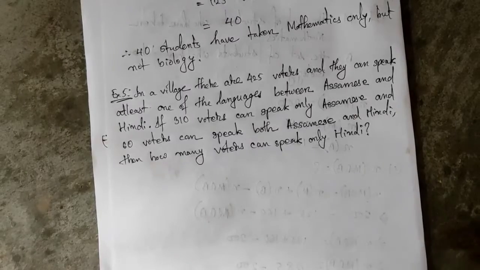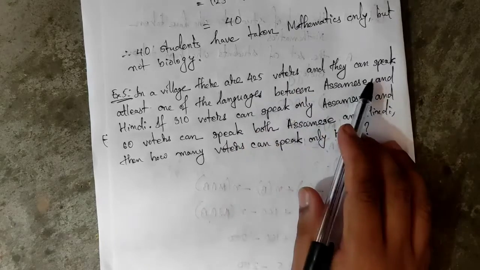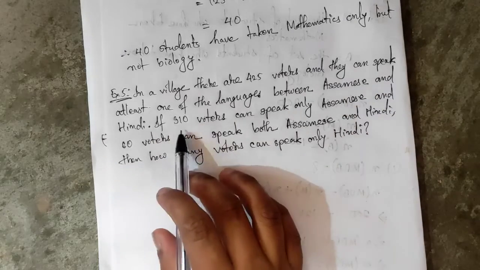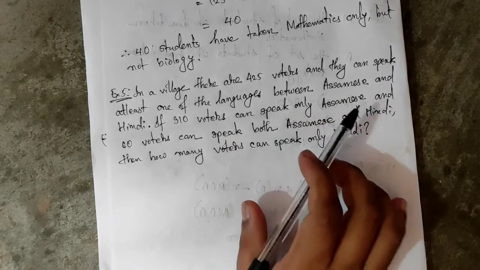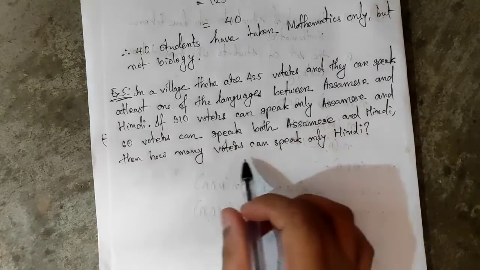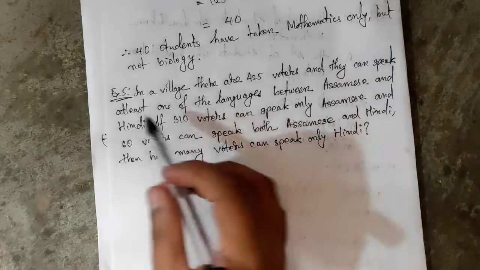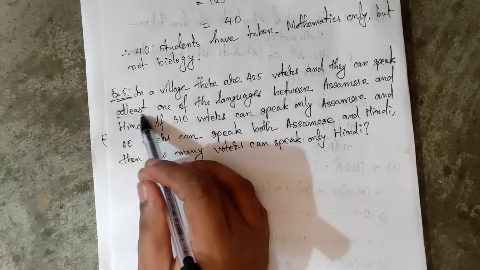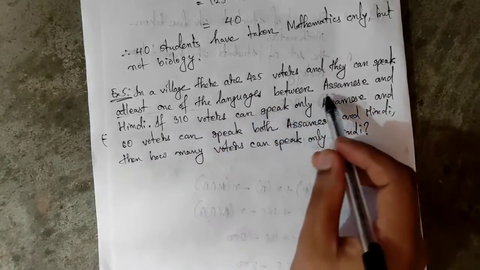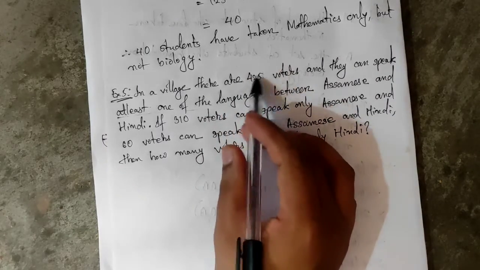Okay, so the next problem: in a village there are 425 voters and they can speak at least one of the languages between Assamese and Hindi. If 310 voters can speak only Assamese and 60 voters can speak both Assamese and Hindi, then how many voters can speak only Hindi? Okay, so how to solve this? Again we have to carefully see the words. At least one of the languages is spoken by everybody. So that means 425 is the n of total, both Hindi and Assamese.